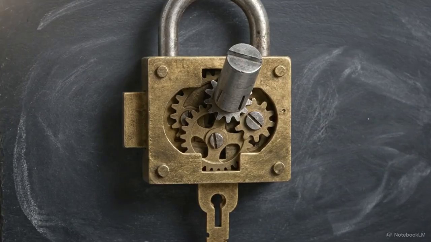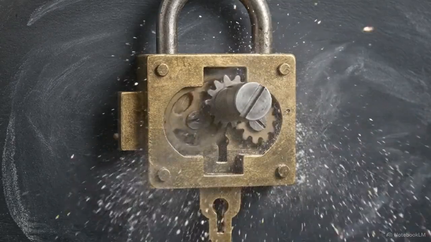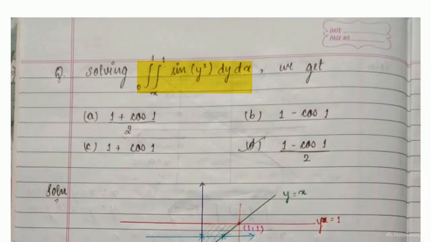You're working through a calculus problem when your progress completely grinds to a halt. The mechanism jams, and no force will push it forward. In advanced calculus, that wall often looks exactly like this double integral.